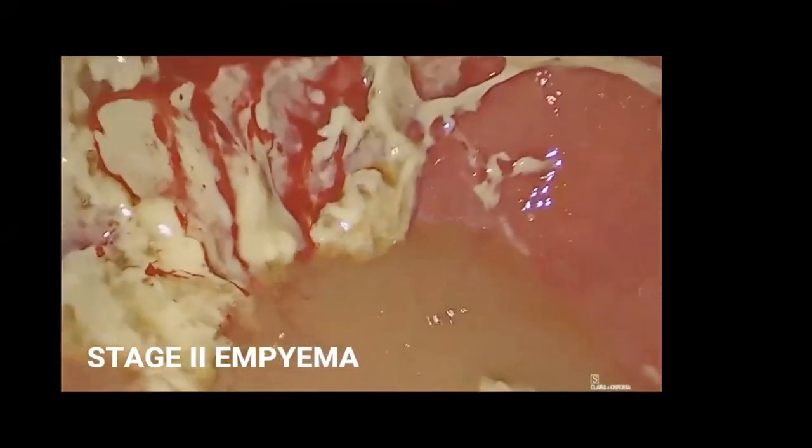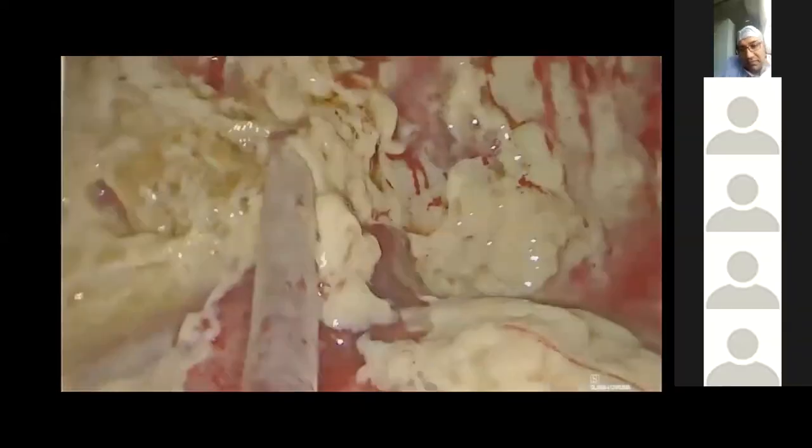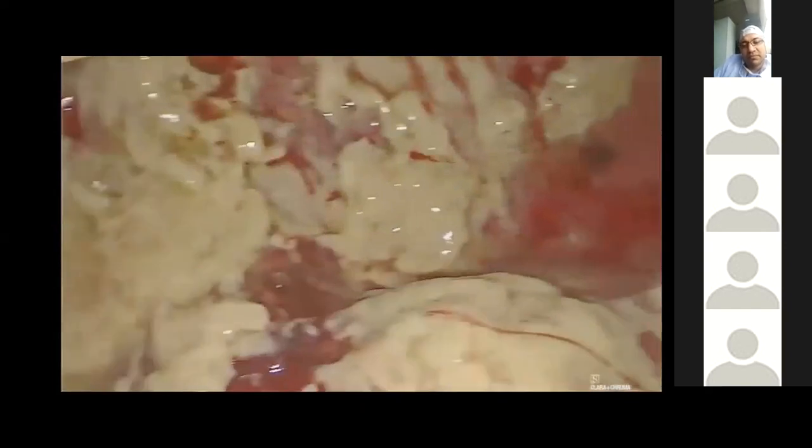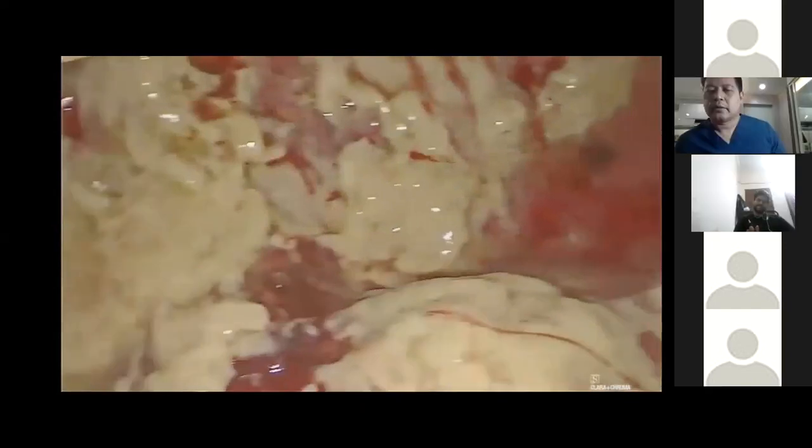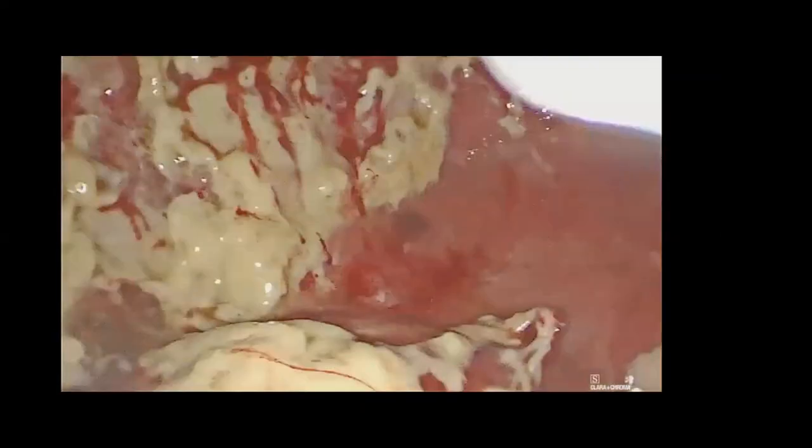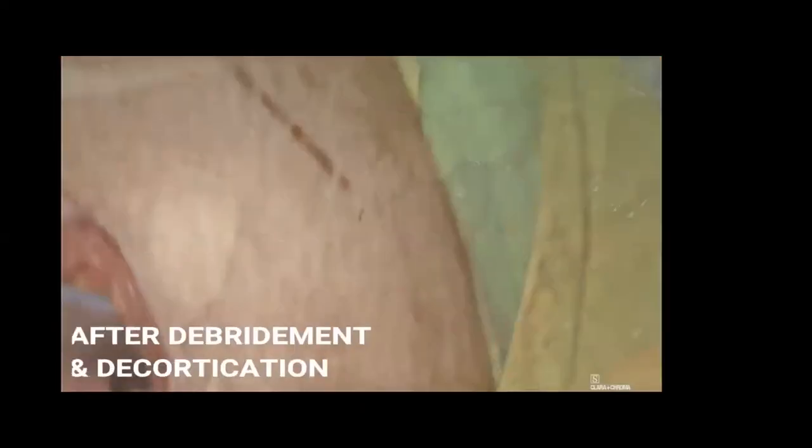Okay, this is an example of a case. This is a stage 2 empyema. You can see there is a lot of fibrous material. We see this very often in practice. So it's a good way to start minimally invasive thoracic surgery just by evacuating this empyema. You can get a feel in the hand orientation. Everyone starts with pleural infection and drainage. So, complete evacuation of the infected material and expansion of the lung.